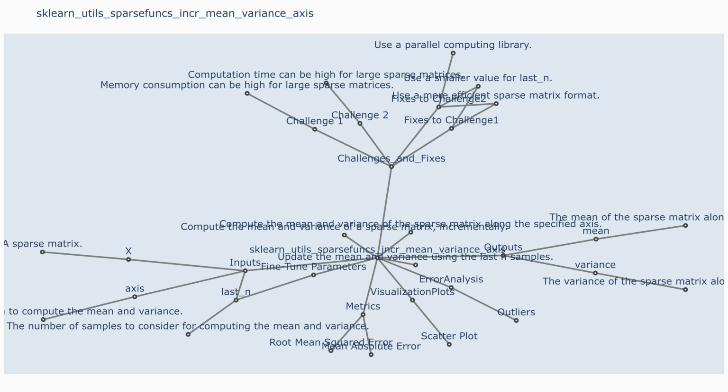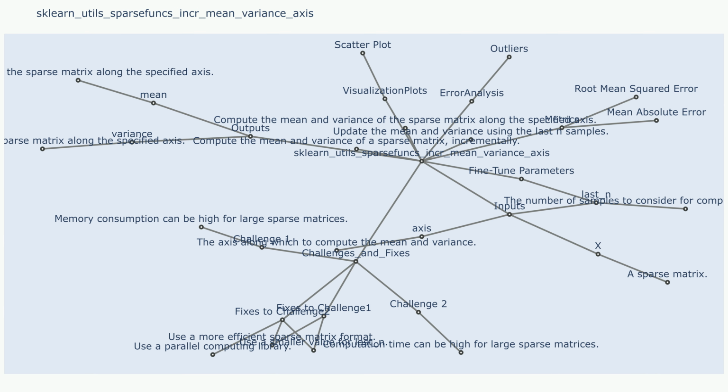sklearn.utils.sparsefuncs.incr_mean_variance_axis. Description. The incr_mean_variance_axis function is used to incrementally calculate the mean and variance of a sparse matrix along a specified axis. It efficiently updates the mean and variance as new data is added.